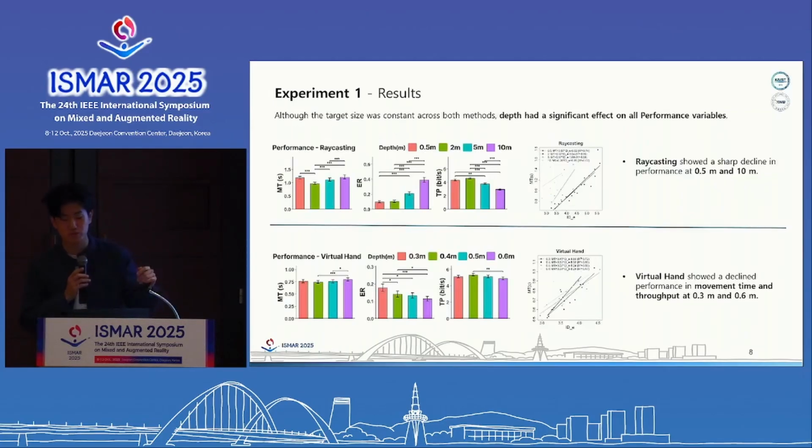So moving on to the results. It was quite clear that, although the target size was constant across both methods, depth had a significant effect on all performance variables. For raycasting, there was a sharp decline in performance at the closest and furthest distances, which are 0.5 meter and 10 meter. Interestingly, at 10 meter, the R-square value sharply declined. And for virtual hand, there was a decline in performance in movement time and throughput at 0.3 meter and 0.6 meter, which are the closest and furthest.